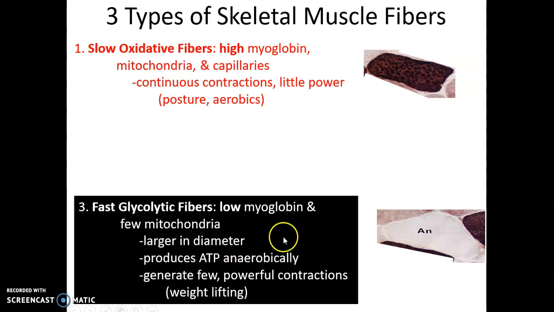Again, they produce ATP anaerobically without oxygen. And they are able to generate a few powerful contractions. So they can only work for a short time, fast, but they are able to produce really powerful contractions. So these are very important for, say, weightlifting, lifting really heavy weights and holding them up for a short period of time.